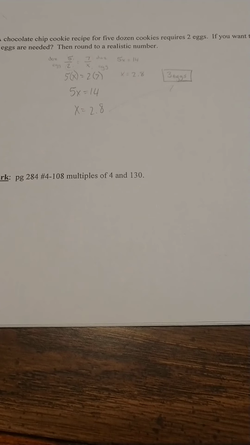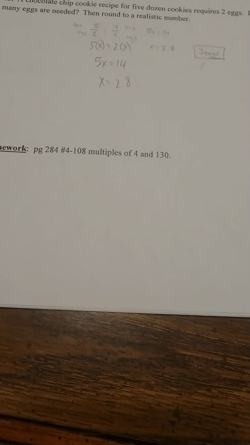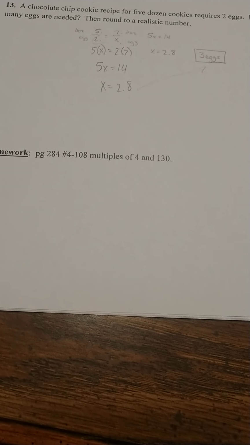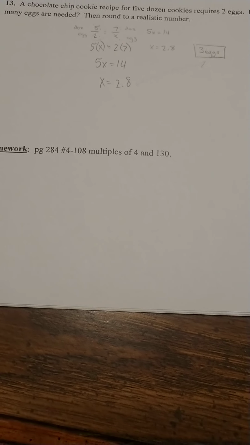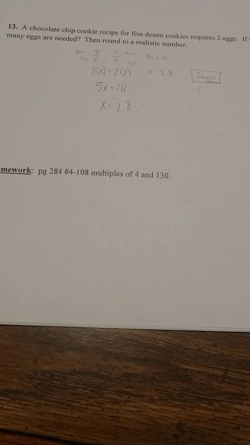Your homework is page 284, numbers 4 through 108, multiples of 4 and 130. Multiples of 4 means 4, 8, 12, 16, 20, 24, 28, 32, and so on. You're adding 4 each time, children. If you have questions, let me know. Email me throughout the day. I can answer them, okay?